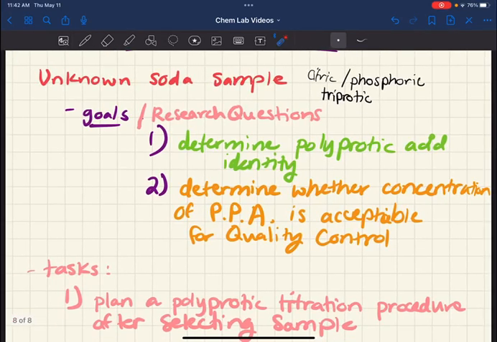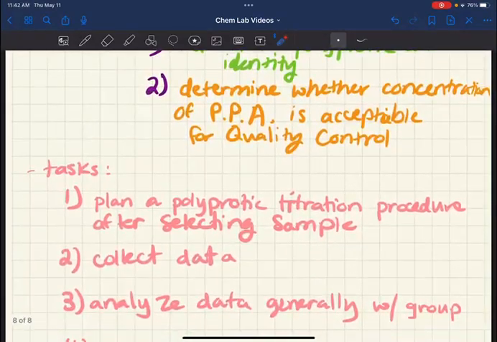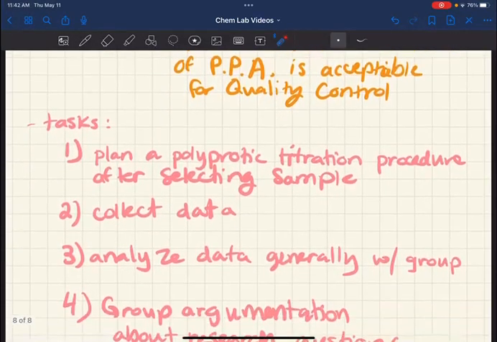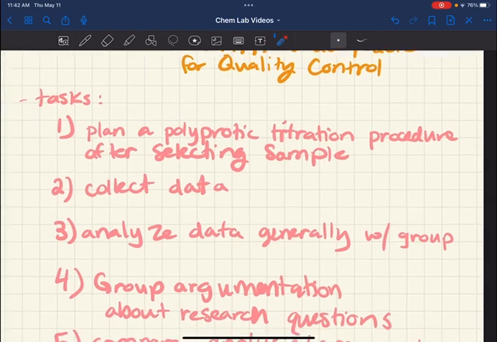Then you will also determine whether that concentration of polyprotic acid is in an acceptable range for quality control purposes of these soda samples. So you're given a typical range that you would expect that concentration to fall under. So you're going to have to measure the concentration and determine whether it is inside or outside that range. As a soda quality control analysis specialist, that's your role.